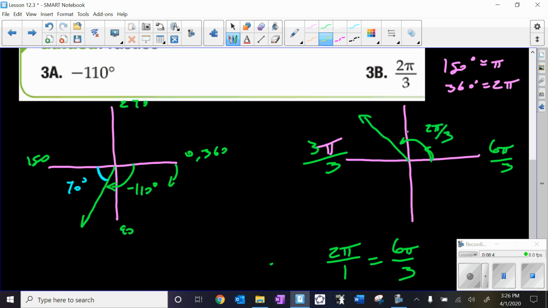My reference angle, again, is based off of the terminal side and the x-axis. If my original angle was 2 pi over 3, and to get all the way down here to the other side of my x-axis is 3 pi over 3, then my reference angle better be 1 pi over 3.